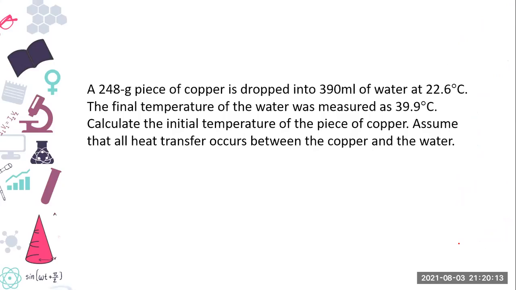Now for problem number 2, this is, I believe, a calorimetry problem because what we're doing is analyzing the heat transfers in substances. So let's just read the problem. It says a 240-gram piece of copper is dropped into 390 ml of water at 22.6 degrees Celsius. The final temperature of water was measured as 39.9 degrees Celsius. Find the initial temperature of the piece of copper. Assume that all heat transfer occurs between the copper and the water.